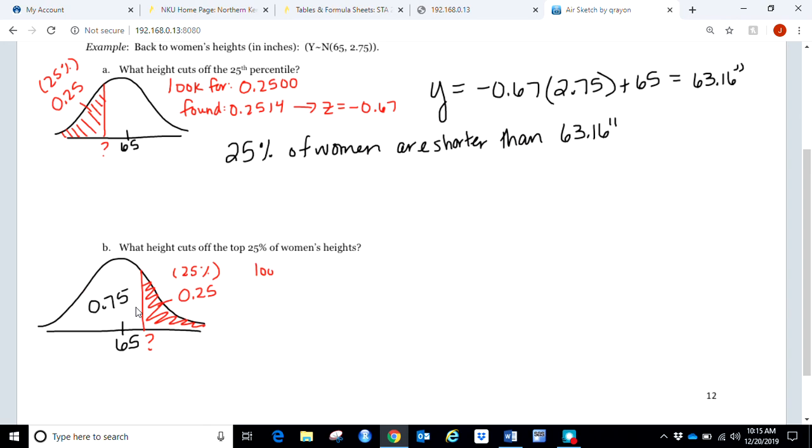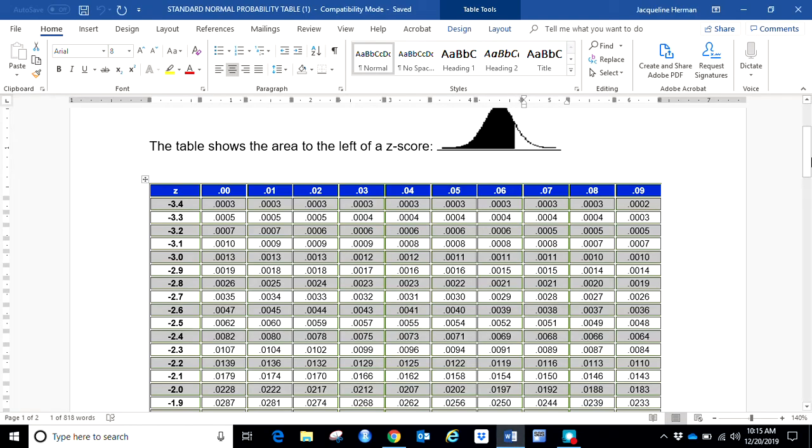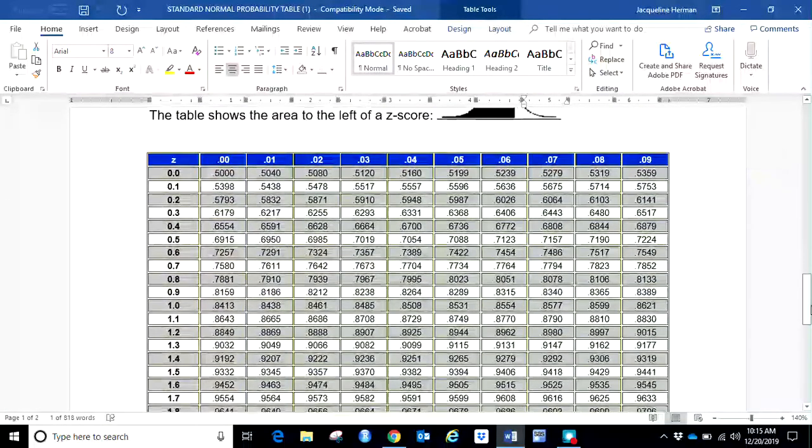So that means we're actually going to go to the table looking for the 0.7500, because my table always reads left to right. I know this time my z should be positive as well. So we're going to go to the positive side of the z table. Going down that first column, I'm looking for my jump of a 0.75. So that's between my 0.7257 and 0.758.